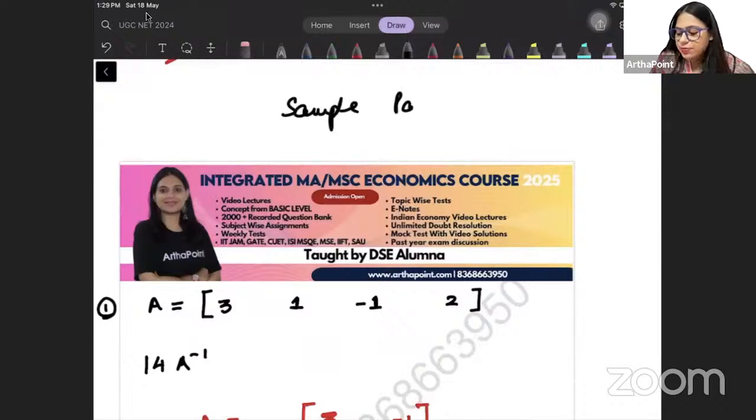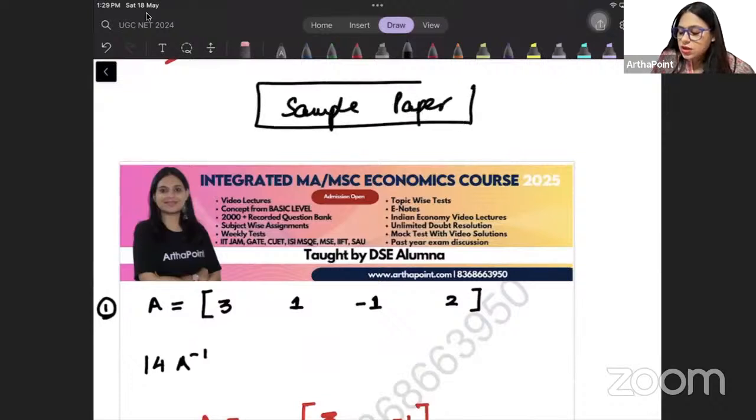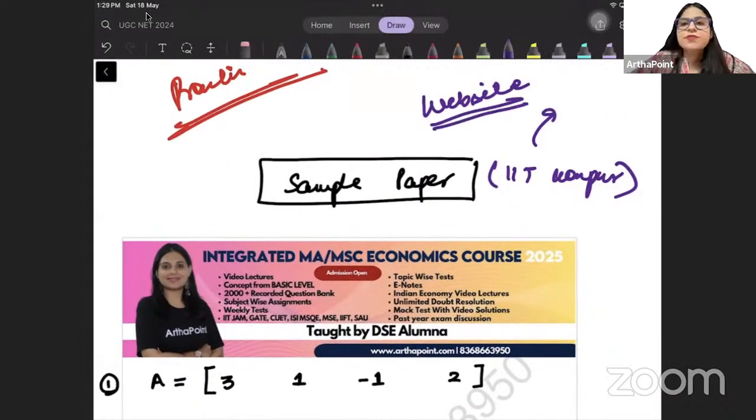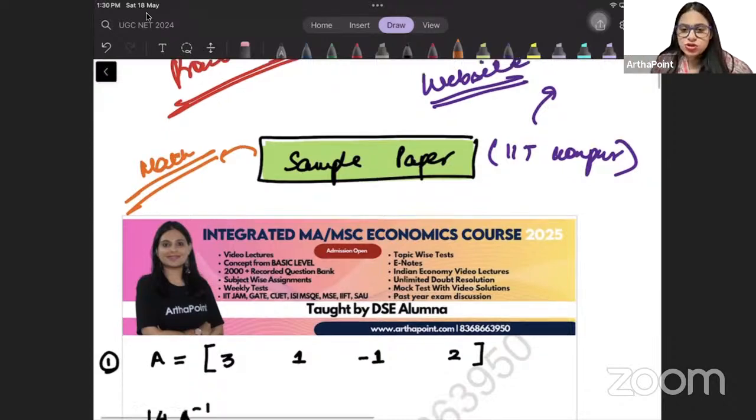This sample paper is given by IIT Kanpur itself, and it is also available on our website, so you can download it. I'm going to take the first 10 questions today. I will discuss the maths questions today and show you how easy these questions are. So look at the first question.